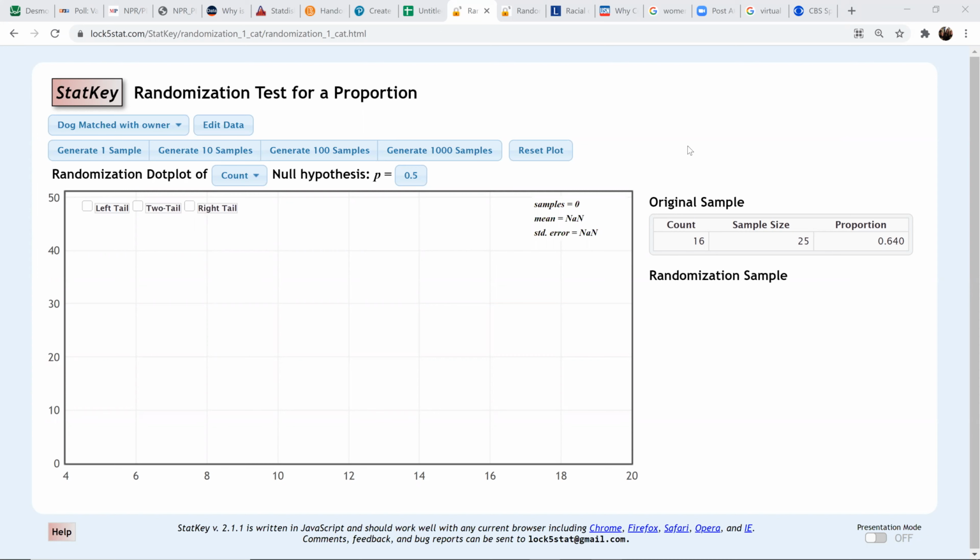So to try and understand what a p-value is, we're going to flip a coin 25 times and take a look at the results. Now, that would take a while if we're doing this by hand. So if you click over here, generate one sample, there we go. So I flip a coin 25 times and I got 12 heads.